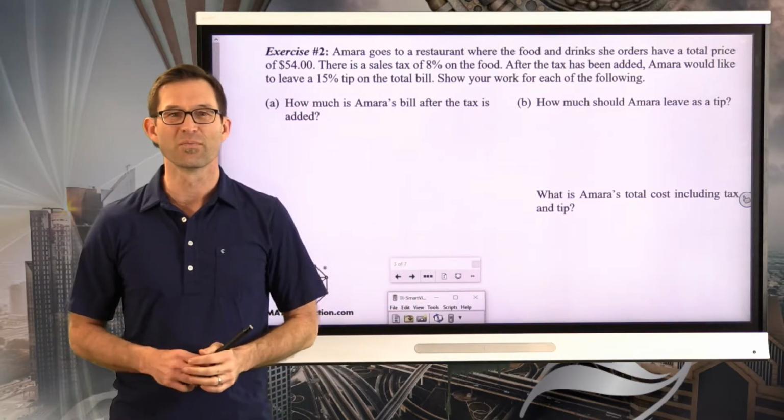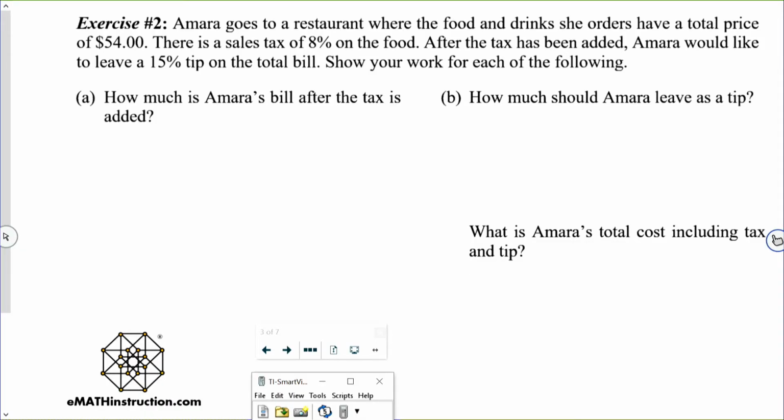Let's take a look at exercise number 2. Amara goes to a restaurant where the food and drinks she orders have a total price of $54. There's a sales tax of 8% on the food. After the tax has been added, Amara would like to leave a 15% tip on the total bill. Show your work for each of the following. Letter A, how much is Amara's bill after the tax is added?